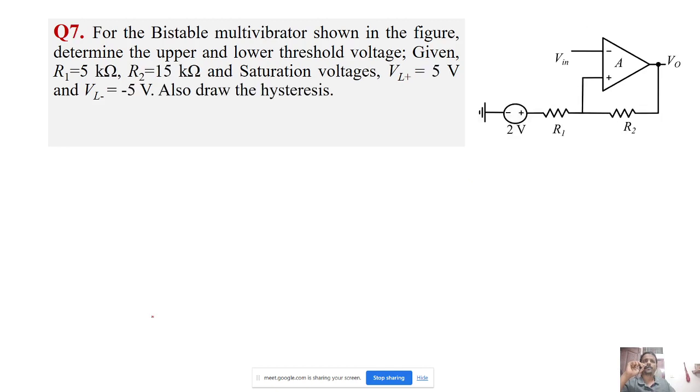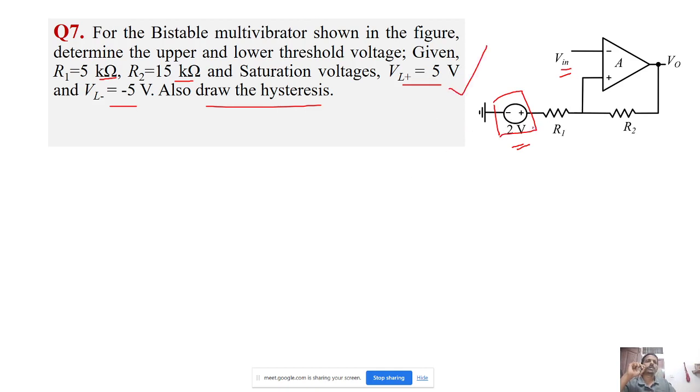Now coming to the 7th question. For the bistable multivibrator shown in the figure, determine the upper and lower threshold voltage. Same question, I guess. Given R1 equal to 5k, R2 equal to 15k, and the saturation voltages are VL plus equal to 5 and VL minus equal to minus 5. Also draw the hysteresis. Here again the input is at the inverting terminal, while a DC voltage is being inserted at the non-inverting terminal, right? So there is one DC voltage, and that is the only difference between this and the previous one.